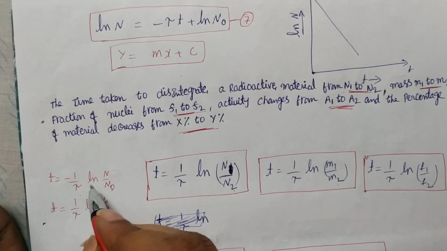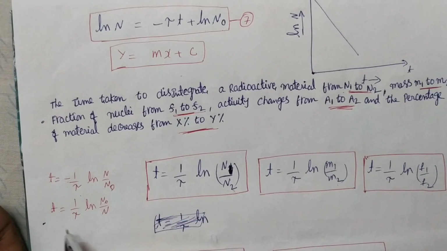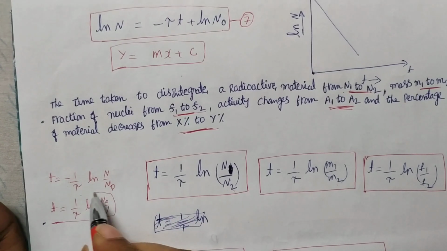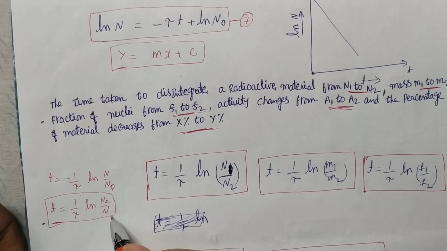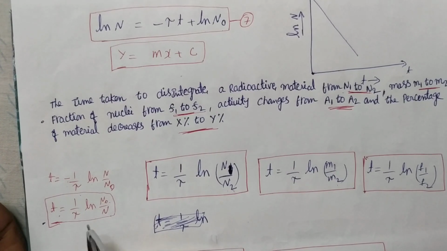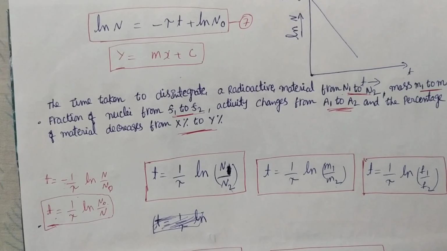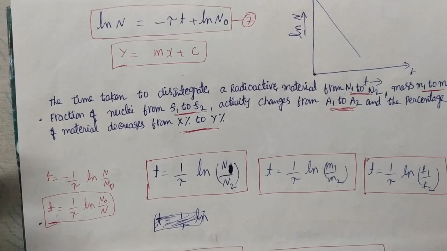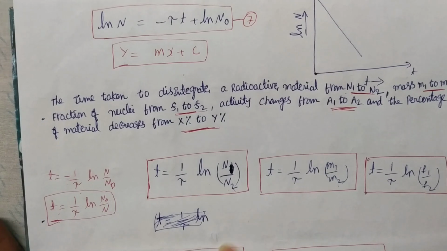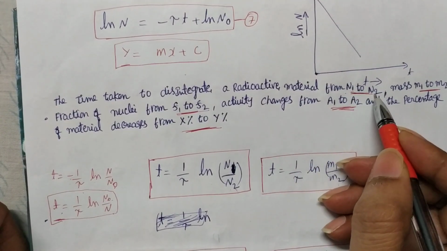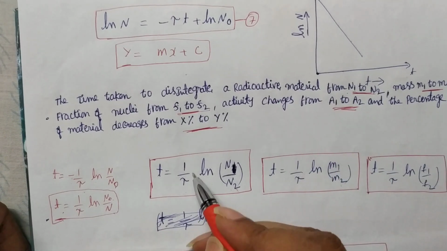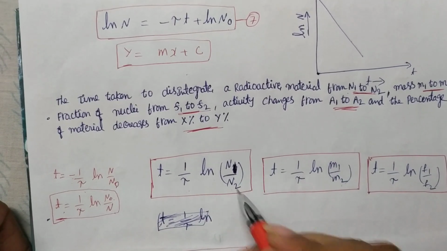The negative sign is gone because the log is reversed. This is the time taken to disintegrate the initial number of nuclei n naught until only n is left. So how much time will it take to disintegrate from n naught to n? Similarly, if the initial number of nuclei is n1 and now it is only n2, what is the time taken? It is 1 by lambda log n1 by n2.